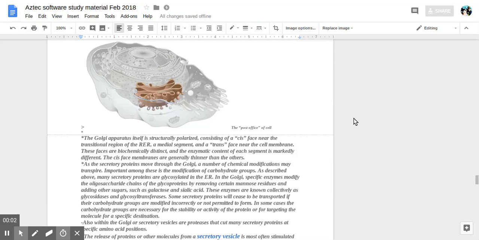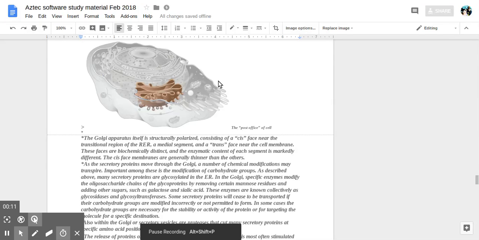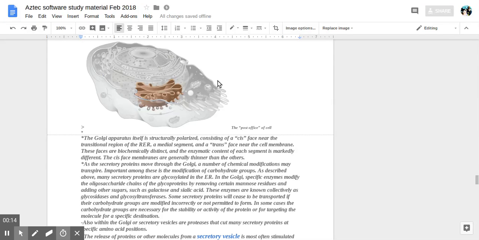Hello, we're continuing with my notes, cell biology and life science in a nutshell. We are learning about currently the Golgi apparatus, which is here shown in the brown.